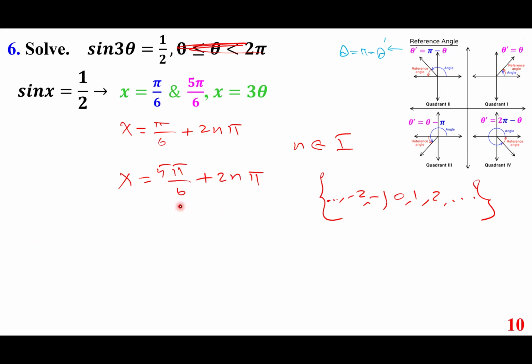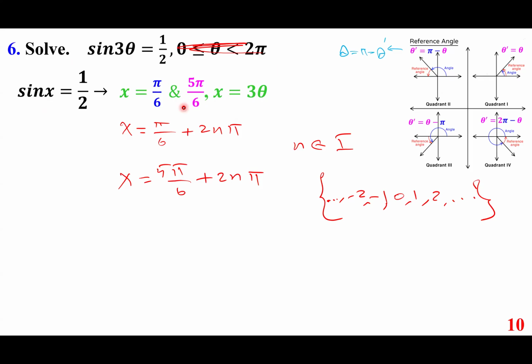Infinitely many solutions, we are done. But I want to go back to this question, sine 3 theta equals 1/2. So again, I'm going to repeat because it's important. If the question is sine x equals 1/2, give us the answer from 0 to 2 pi, you say pi over 6 and 5 pi over 6.